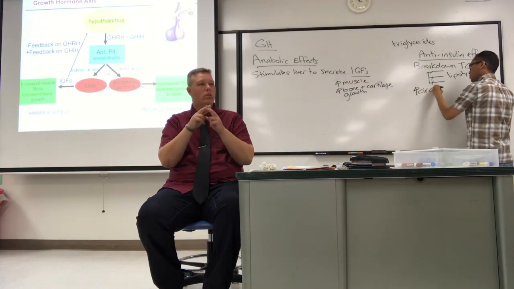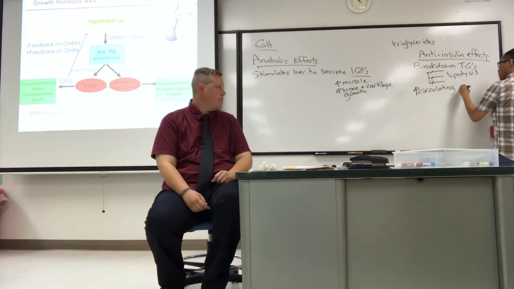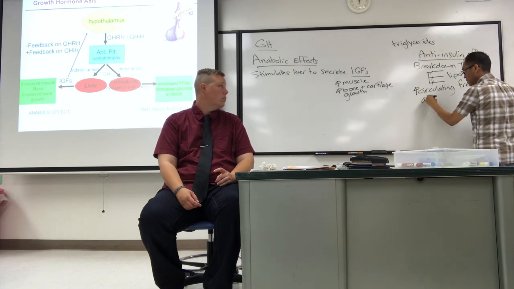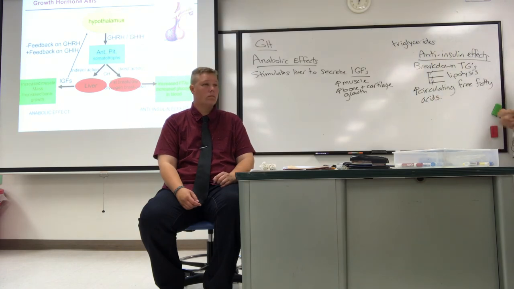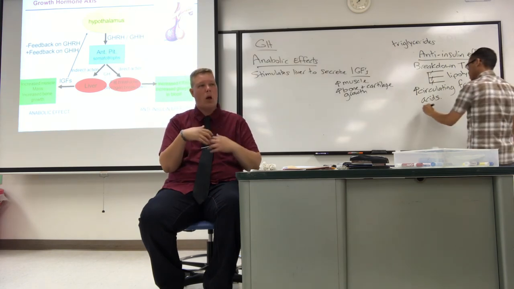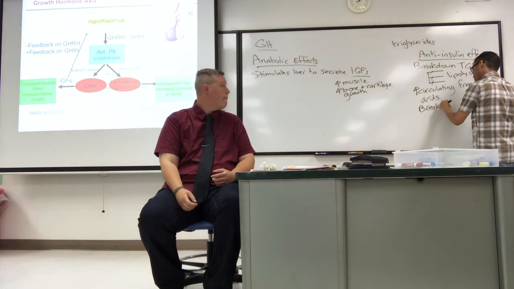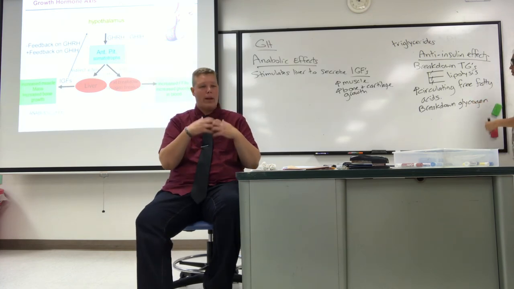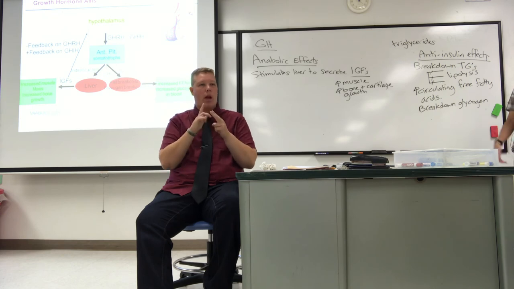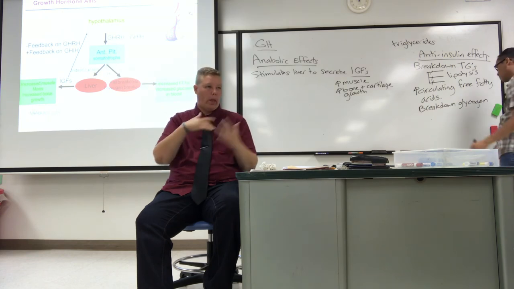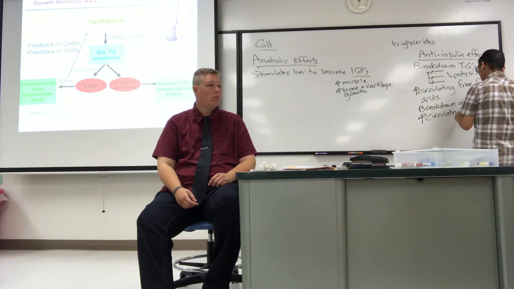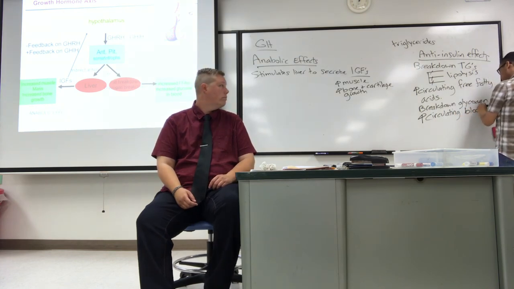Increase circulating free fatty acids. The other thing is you're going to break down glycogen. Now, when you break down the glycogen, you're going to increase the circulating glucose levels. Glucose is the fuel that can get into your bloodstream and your muscles can burn. Increase circulating blood glucose.